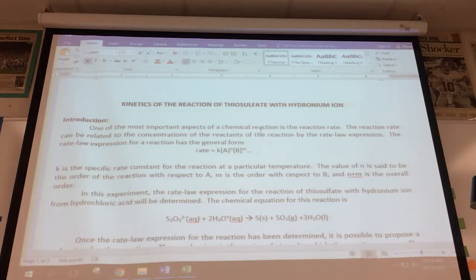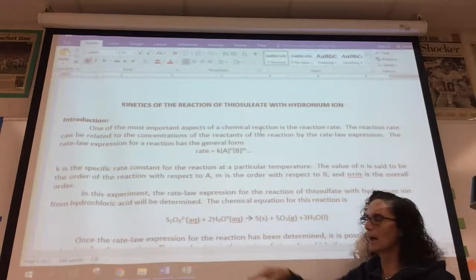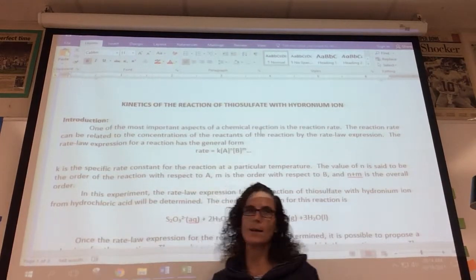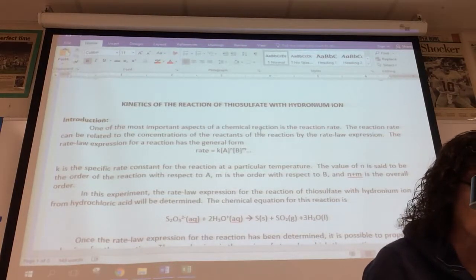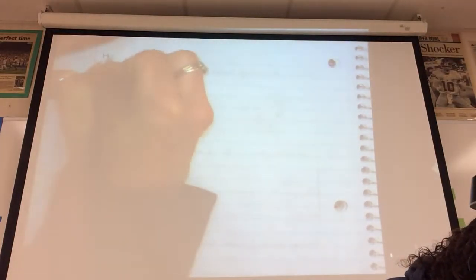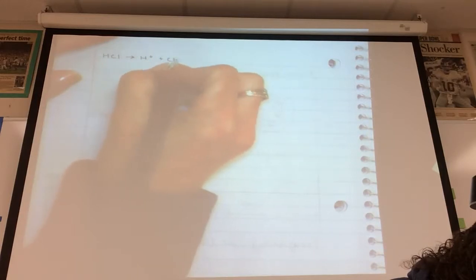So the lab you're going to do today is on kinetics, and we are going to try and determine the rate law of a reaction between thiosulfate ion and hydronium ion. The hydronium ion comes from hydrochloric acid. Hydrochloric acid is a strong acid that ionizes completely. So typically when we show this type of reaction, you've got HCl. Typically we just show the ionization as such.